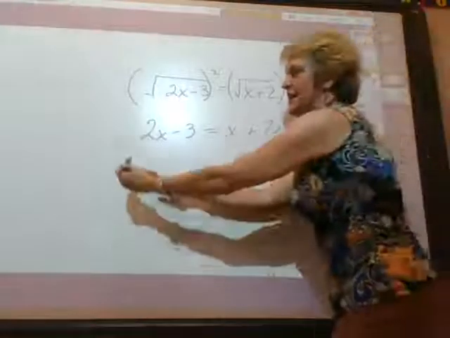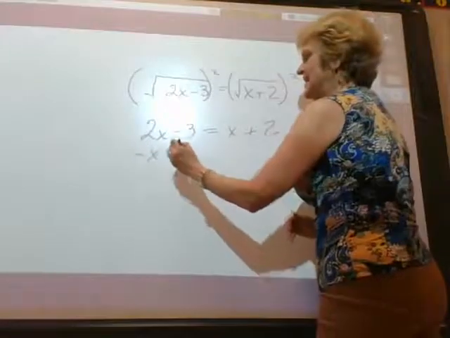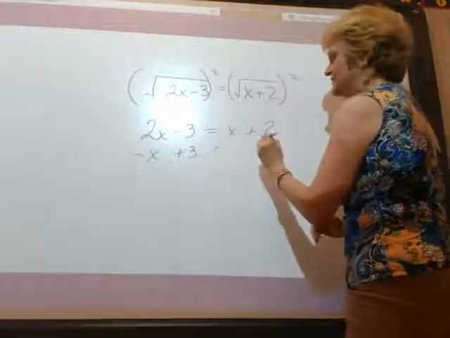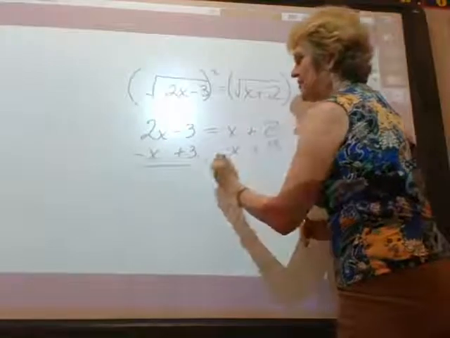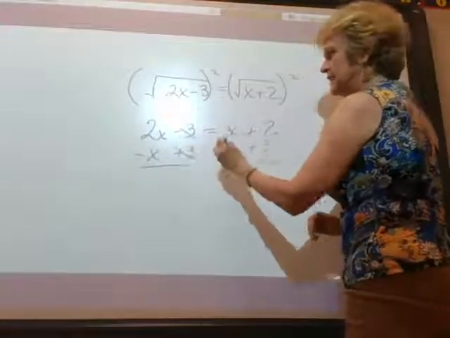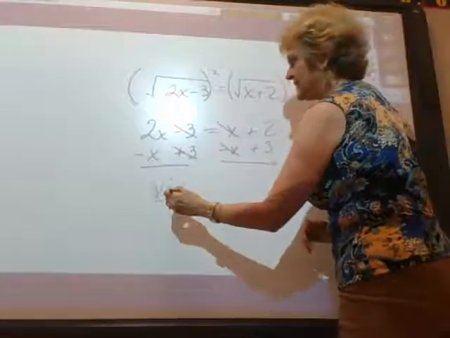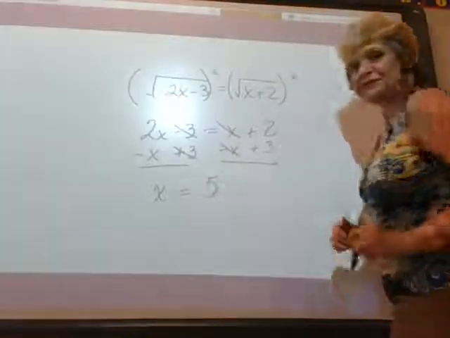I'm going to subtract the x, correct? And I'm going to add 3 so that these will cancel, these will cancel. I have 1x equals 5.